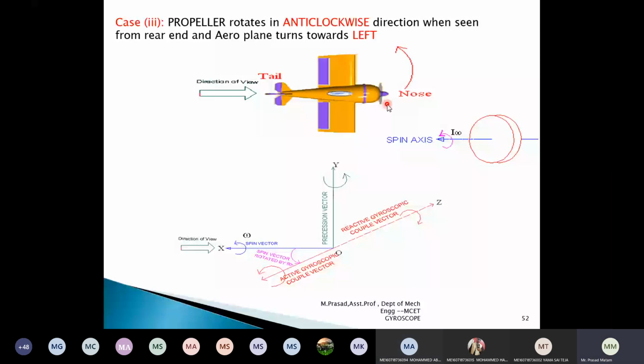You can see the spin axis diagram here represented with the blue line. So as it is rotating in anti-clockwise motion, the aeroplane is moving backward, means it is coming towards me. When the propeller rotates in anti-clockwise direction, with respect to my direction of view, the aeroplane is coming towards me. Similarly, when it rotates in clockwise, what will happen? It tries to move away from me. Earlier 2 cases you can see.